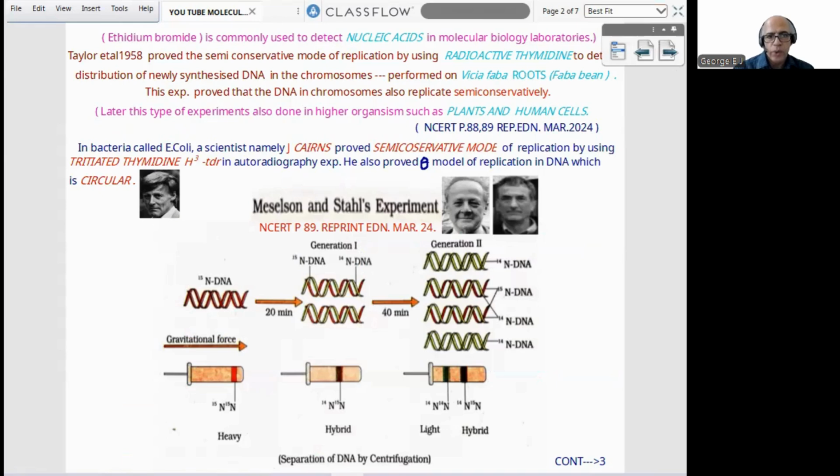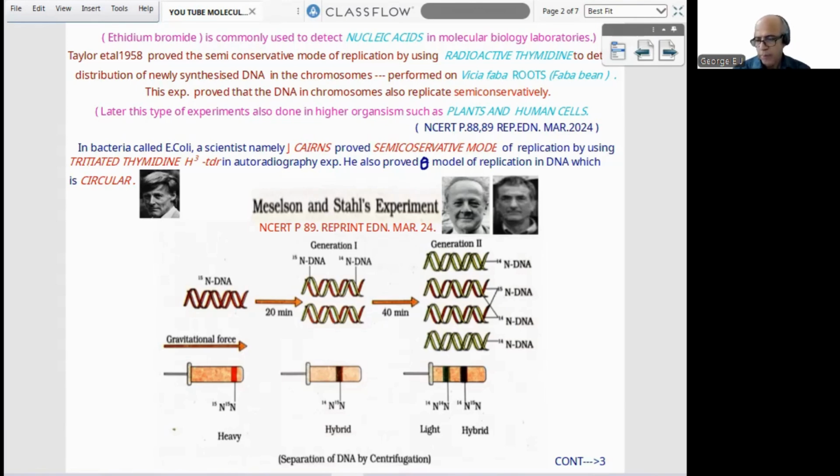There is a chemical called ethidium bromide, which is commonly used to detect nucleic acid in molecular biology laboratories. Now, Taylor et al. in 1958 proved the semi-conservative mode of replication by using radioactive thymidine to detect the distribution of newly synthesized DNA in the chromosome, performed on Vicia faba, it's NCERT. This experiment proved that the DNA in chromosomes also replicates semi-conservatively. Later, this type of experiment was also done in higher organisms such as plants and human cells. NCERT, page number 88-89, reprint edition, March 24. Because this is all NCERT, we cannot leave out NCERT statements.